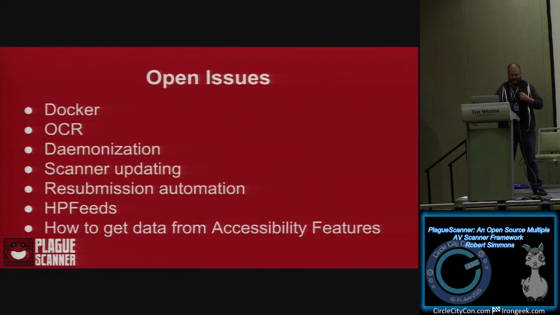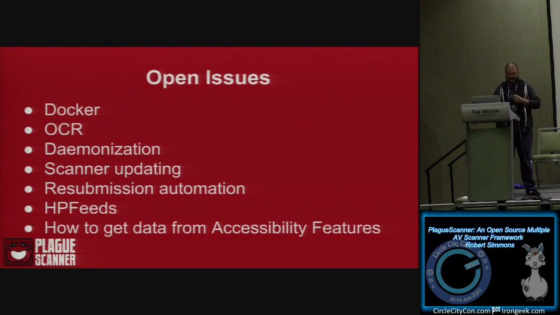So there's a few open issues that I have with the project. The first open issue is Docker. I'm trying right now to get the Linux virus scanner engines into Docker containers. The reason for this is to have them all run on one host rather than on multiple hosts. Rather than wasting the resources of having multiple VMs, one for each Linux-based scanner engine, I would have one host and then a Docker container for each of the scanner engines, basically reducing the amount of overhead and resources involved.